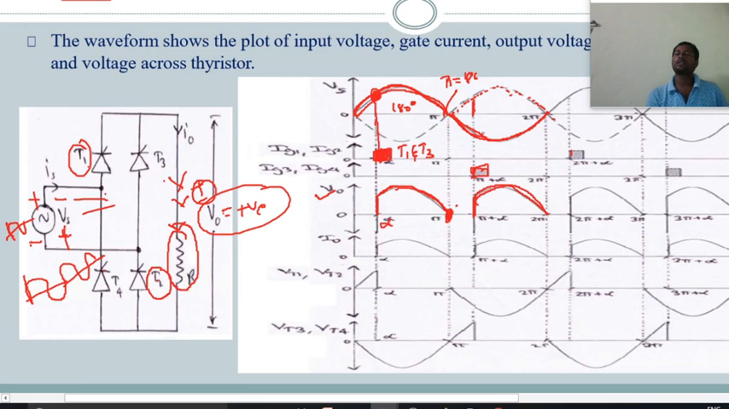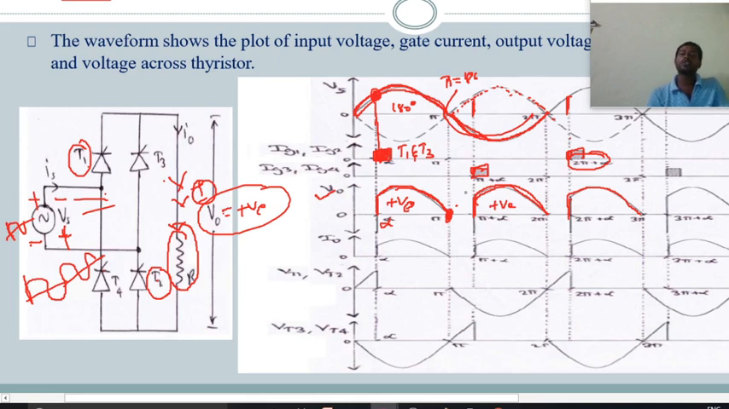So after 2 pi plus alpha, again the firing angle will be given to the positive half cycle. Again the same positive output voltage will be produced. So for the positive half cycle, the output voltage will be positive. For the negative half cycle also, the output voltage is positive. Like that, this procedure will be continuous.